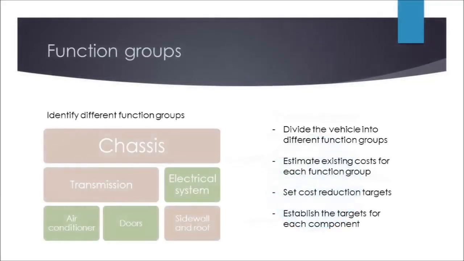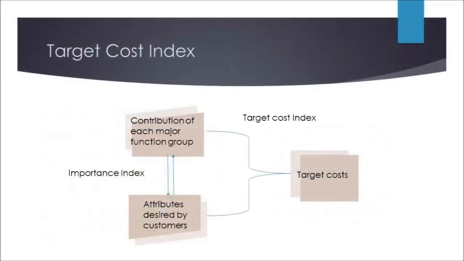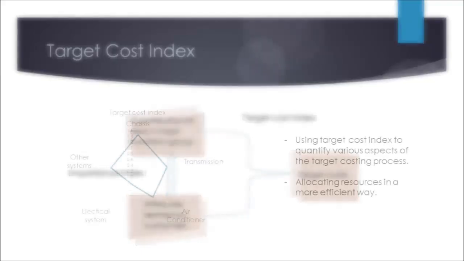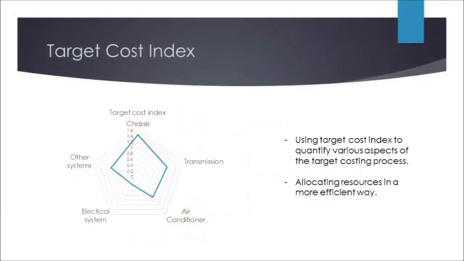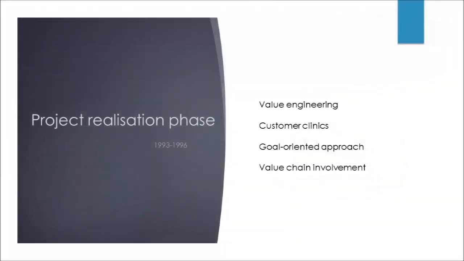In order to gain a better understanding of the various sources of costs, each major product function group, like chassis, transmission, etc., has been identified and an appropriate target cost was set. Mercedes has developed a target cost index to quantify various aspects of the target costing process, so that resources can be allocated effectively. The project realization phase was the next vital step in the company's overall strategy.